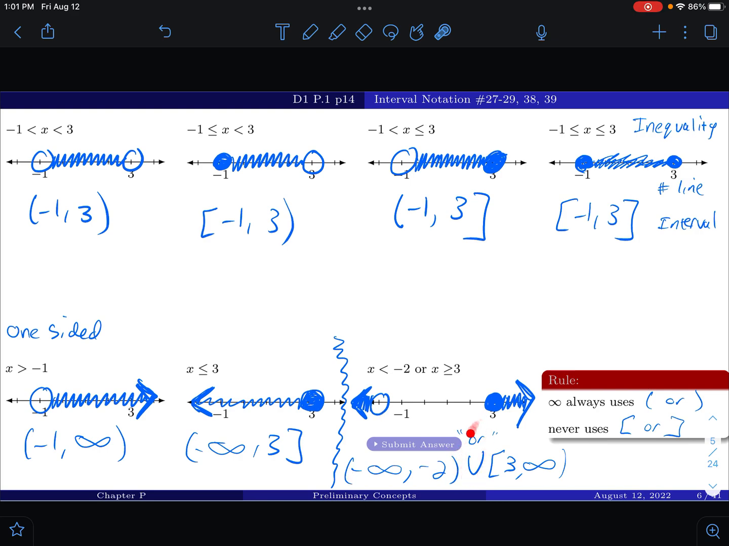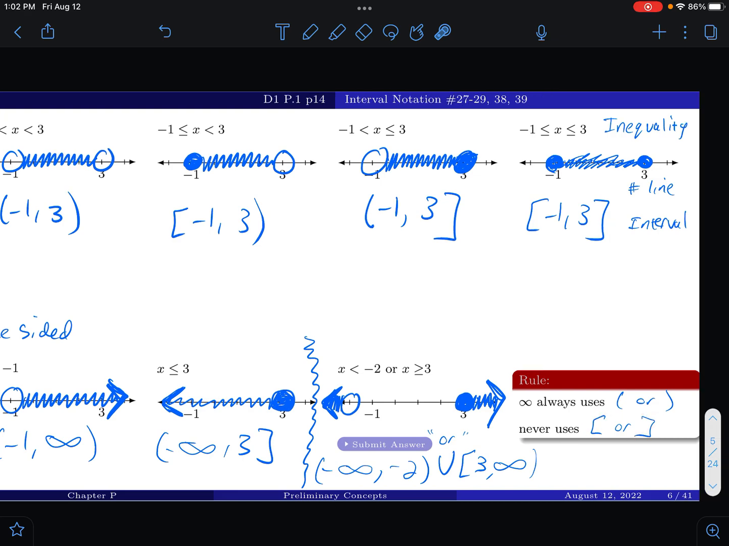The math notation symbol for "or" is a U. And then for the last part, the second half, include the 3 with a bracket and go up to positive infinity with the parentheses. So moral of the story is if you have one-sided inequalities, the infinity symbol always gets a parentheses, and it never uses a bracket.